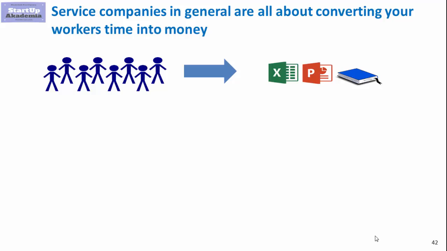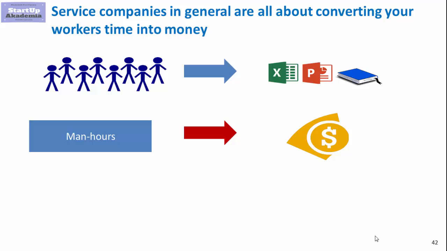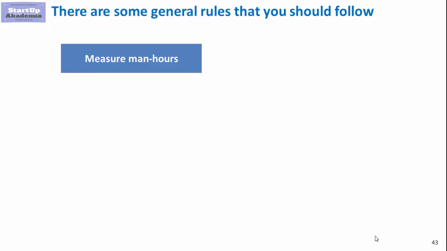So as you probably have guessed, this is a business where you turn the worker's time into some sort of product. It can be an Excel, it can be a PowerPoint. If it's a more physical service, it can be cleaning stairs or it can be packed goods, etc. But in most of them, what you try to do is to turn the man hours into money. Therefore, there are some things you should concentrate on in order to be successful. So first of all, measure man hours.